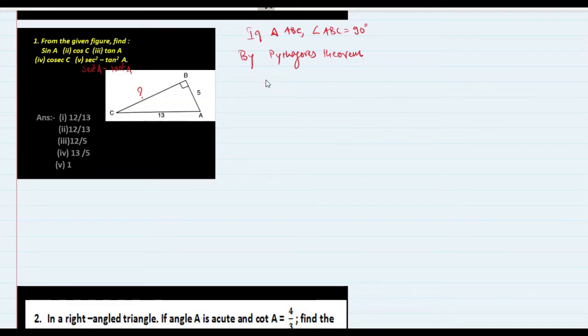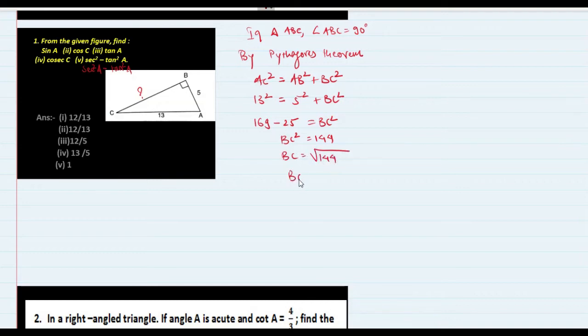we can say that AC square is equal to AB square plus BC square. AC square is 13 square, which is equal to 5 square plus BC square. 13 square is 169, minus 25 is equal to BC square. So BC square is equal to 144. So BC is equal to under root of 144, so BC is equal to 12.